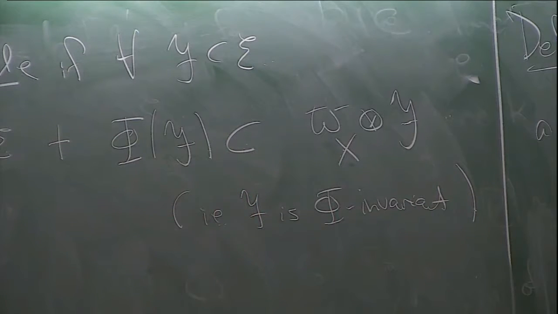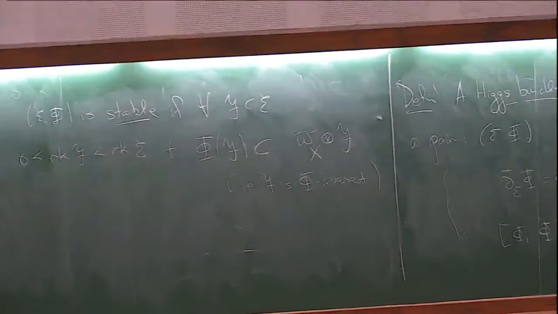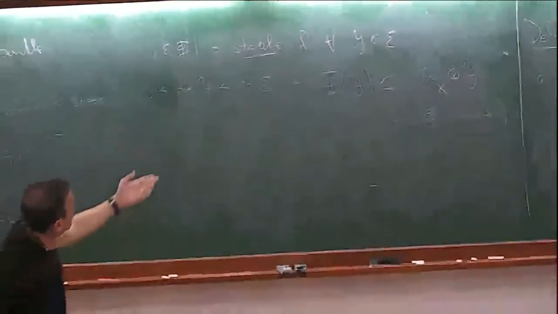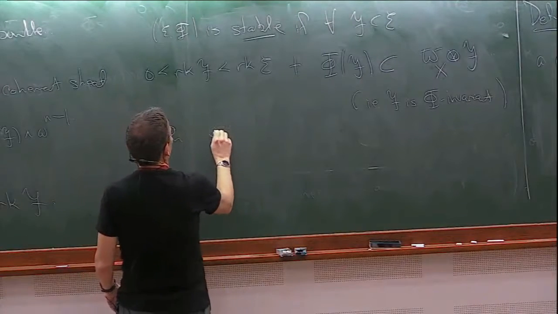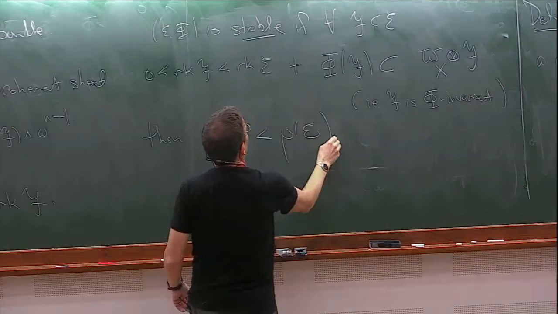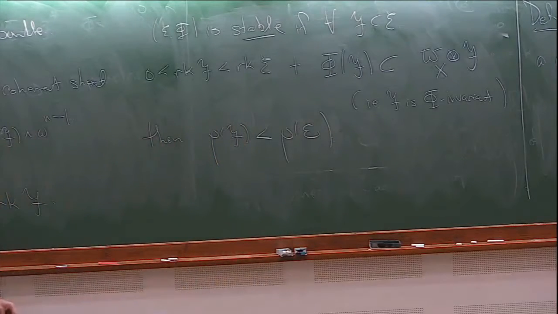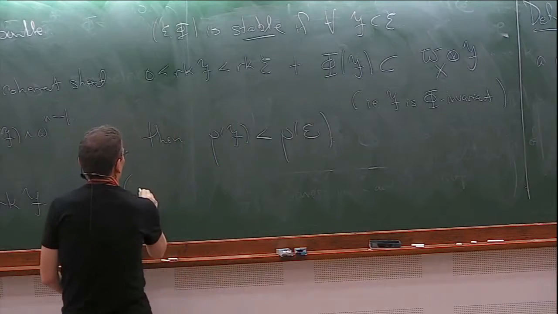So if I look at all invariant subsheaves that are not E, that don't have the same rank as E, then I want the slope of F to be strictly less than the slope of E. Okay, so this is the definition of stability, and then there are variants on this.